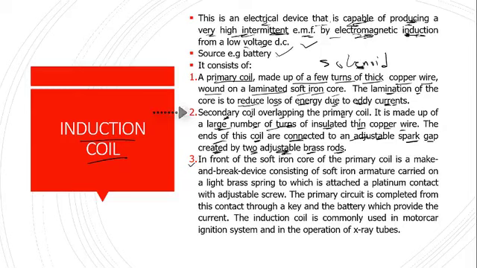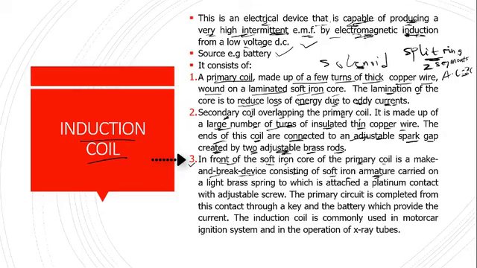Now let's talk about the third one. The third component of an induction coil is found in front of the soft iron core of the primary coil, and it is a make and break device consisting of soft iron armature. At this point, we should know what an armature is. An armature is a split ring that has been divided into 2 segments, of which we can use it to change AC to DC in a generator.